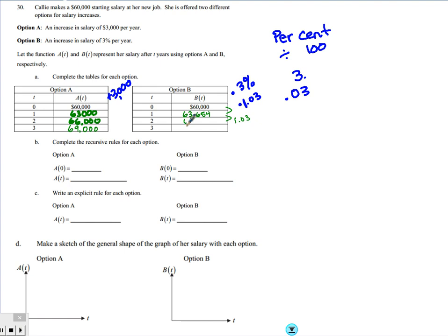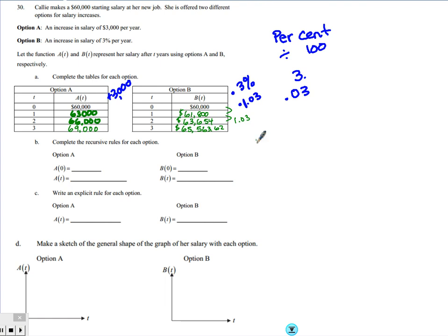Oh, I lied. Sorry. That was the second one. All right, let's try that again. All right, if we multiply by 1.03, we get 61,800. That was the second one. 63,654 and 65,563 and 62 cents.